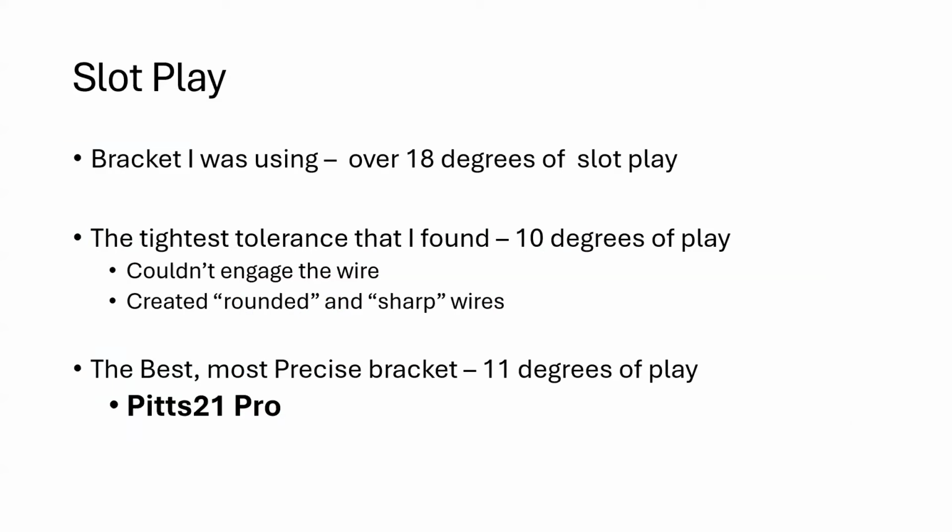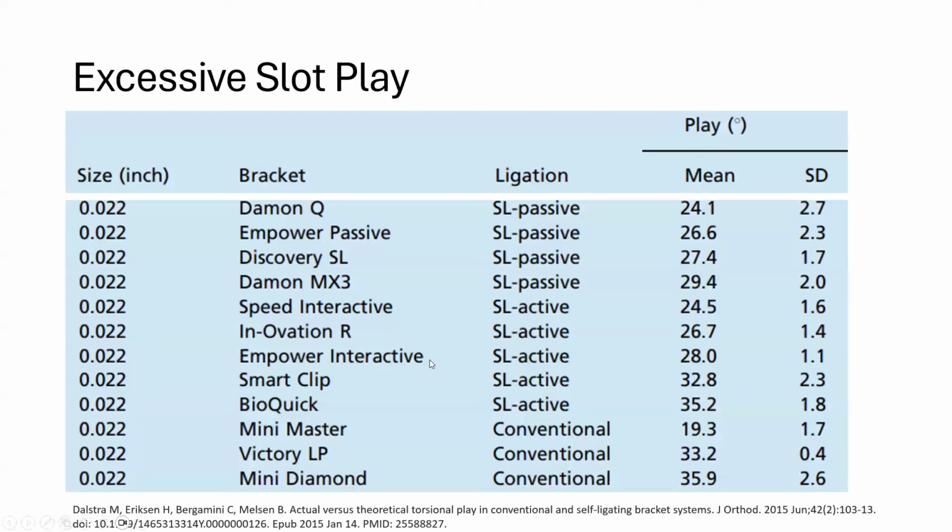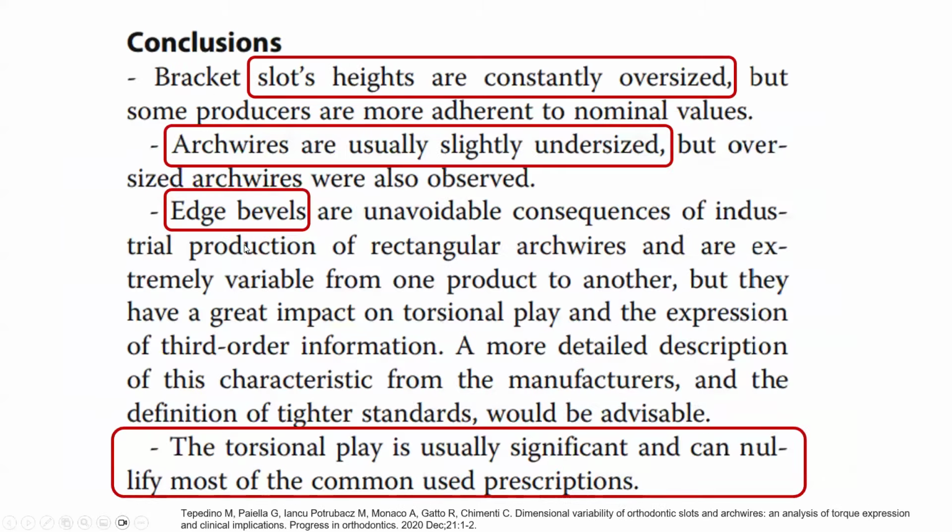When I was looking into this deeper, I did find a study, and we've known this for a long time. This is a study that came out 10 years ago. And here we see a lot of the popular systems that are out on the market. I was using the second generation of this top one here, but 24 degrees of play. Even if you're using an MBT prescription or something with 17 degrees of activation, there's 24 degrees of play forward and backwards before it engages. That's just incredible.